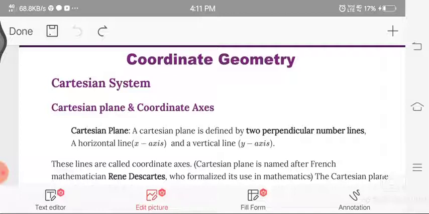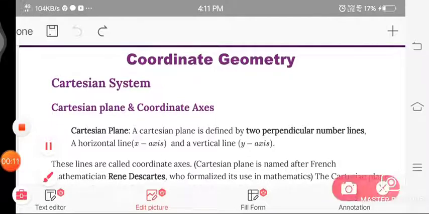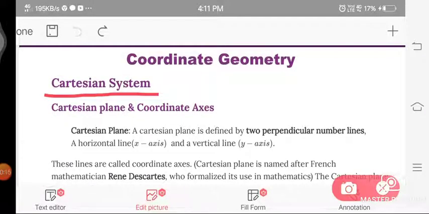Today we do coordinate geometry, which is the third chapter in the mathematics book of class 9. Firstly, we understand what the Cartesian system is. In the Cartesian system there are two types: Cartesian plane and coordinate axis.